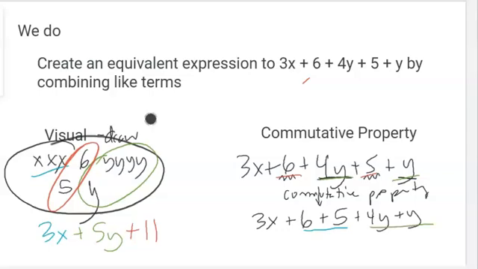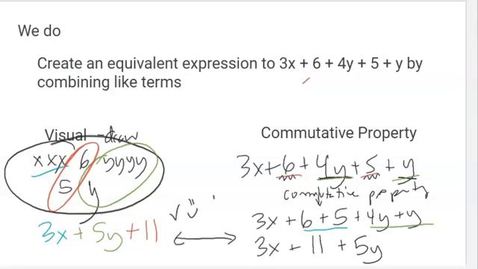I can't combine the x's with anything. Sometimes that's the case. The 6 and the 5 together make 11. 4y plus one more y make 5y. And you'll notice these match. Check. Smiley face, yay. Either one is totally fine, whichever one you prefer to do.